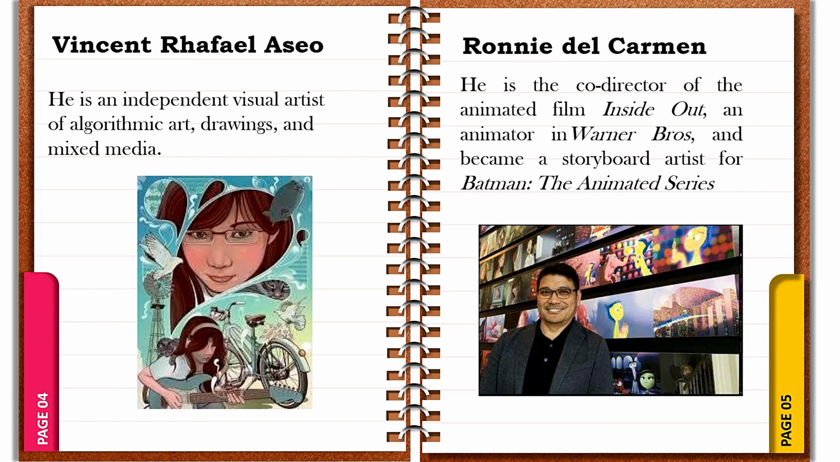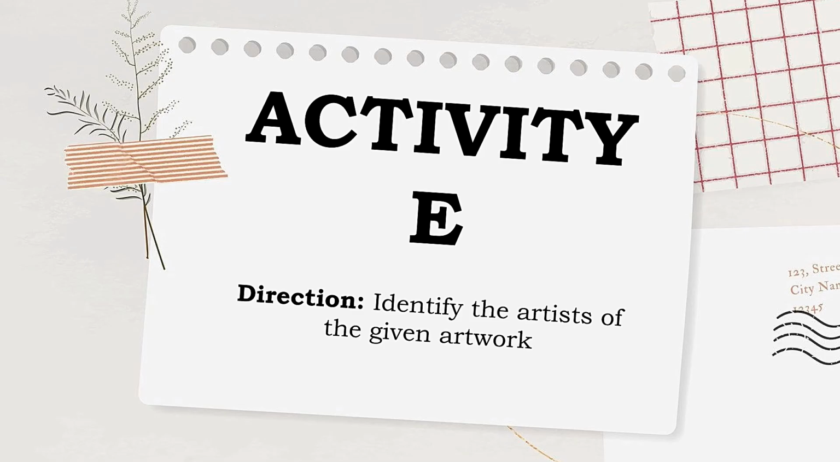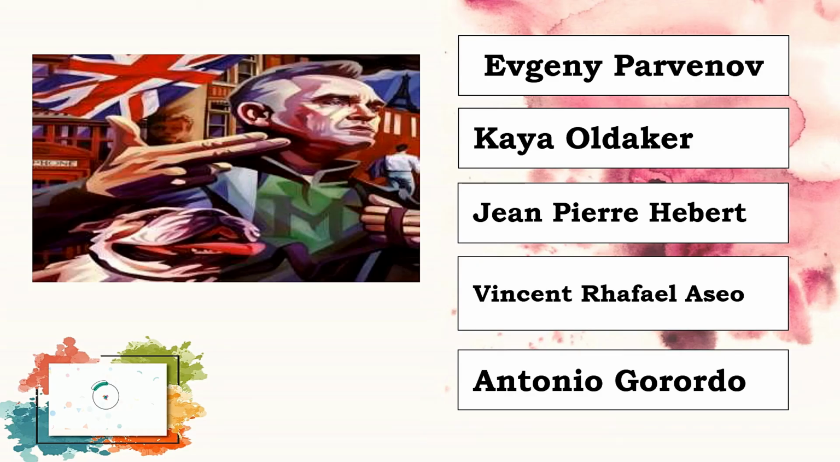This time we will have another activity and you're going to use your pen and paper for our activity. And here's the direction. Identify the artists of the given artwork. I have here a picture and you are going to identify who is the artist of this art. Each item will be given 5 seconds for you to answer. Let's start.